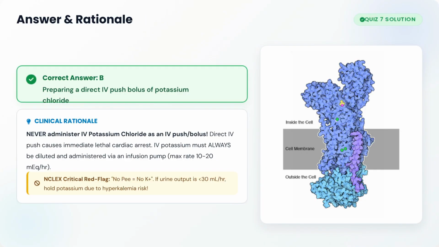The correct answer is B. Preparing a direct IV push bolus of potassium chloride. You must never administer IV potassium as a push bolus, as it can cause lethal cardiac arrest. It must always be diluted.